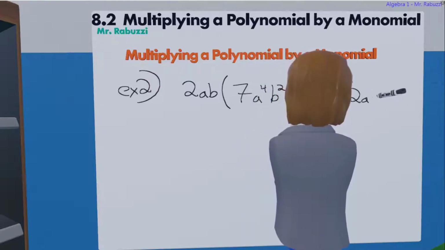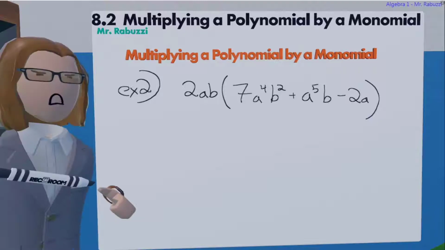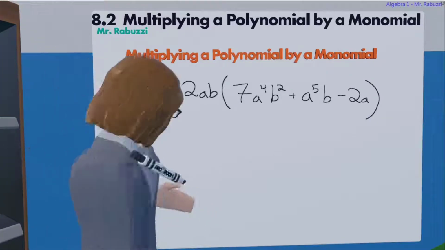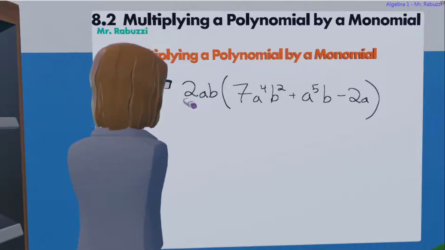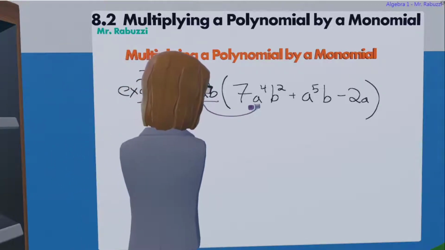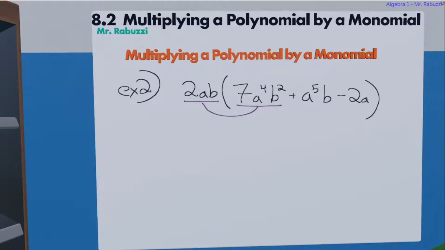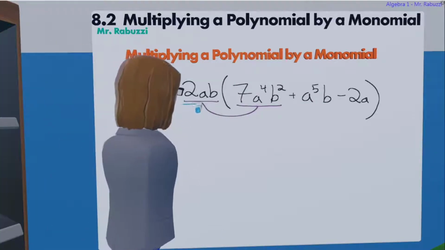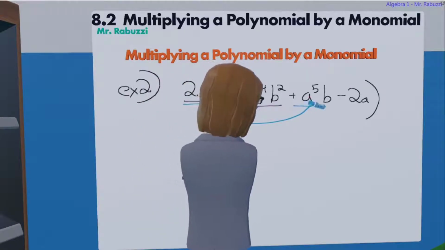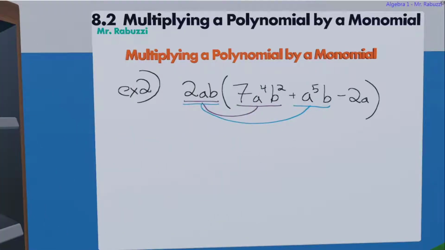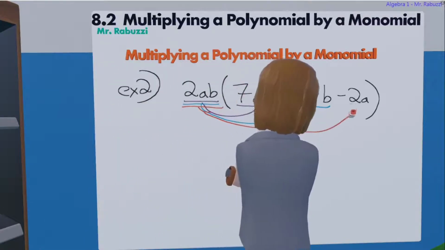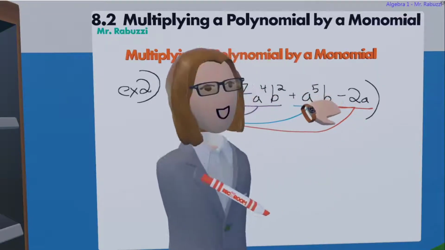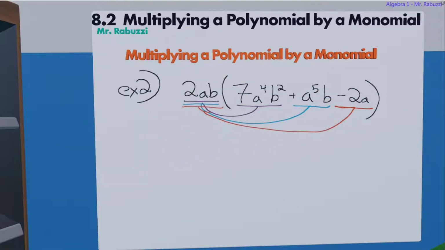b minus 2a. Okay, so that inside the parentheses, that is a polynomial because we have pluses and minuses between different terms. This polynomial, it's a trinomial. It has 3 terms. So we're going to multiply the monomial with each term. First, the purple line, then this blue line. That was term 1 for purple, term 2 for blue, and term 3 for orange. Oops, orange line. So remember, the orange line needs to include that negative. Don't lose that.